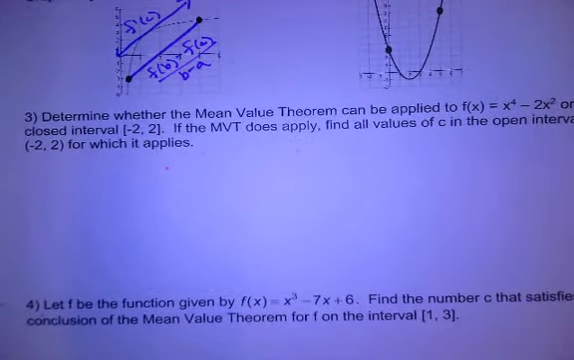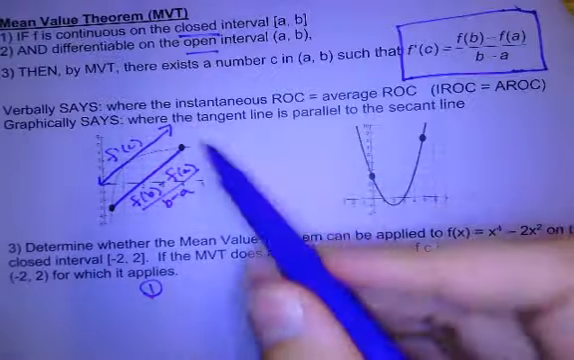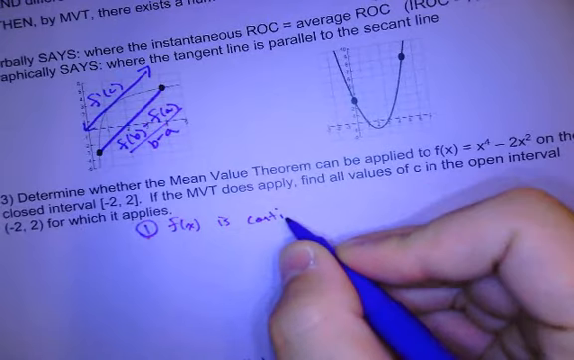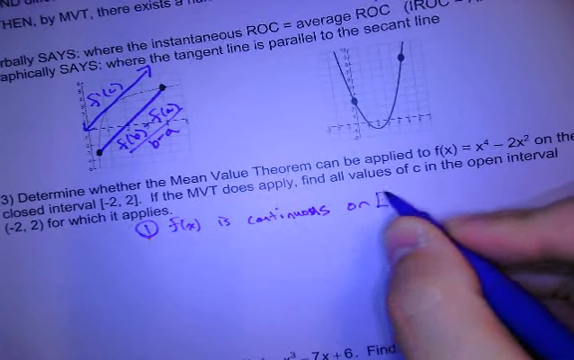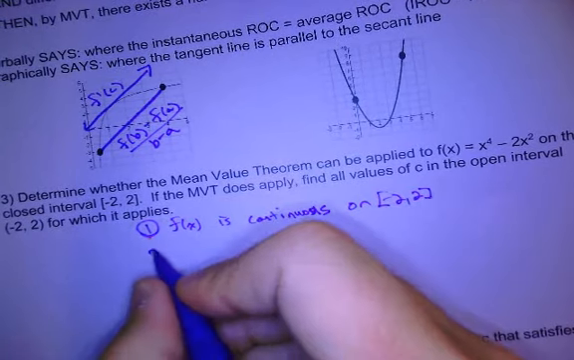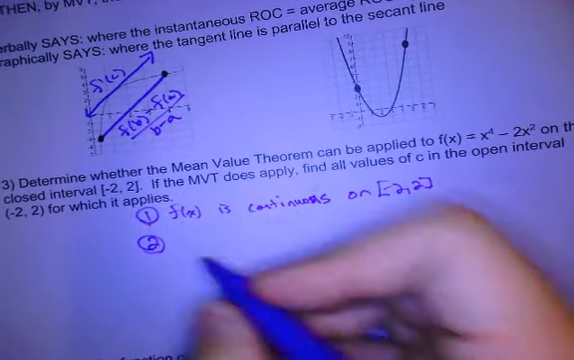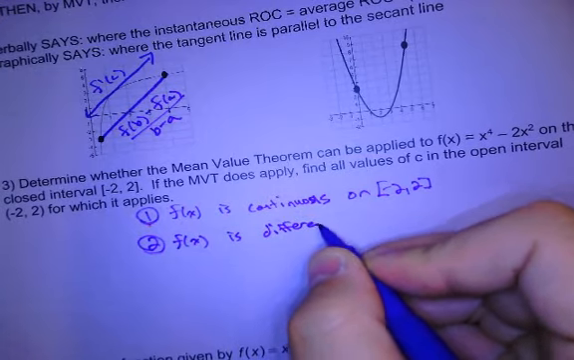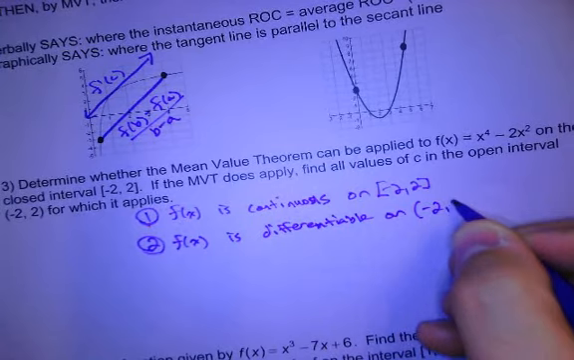So does this apply? First thing is, is it continuous? I can't spell continuous. It's continuous on -2 to 2. Is it differentiable? Again, this is a polynomial. Yes, so f of x is differentiable on the open interval.